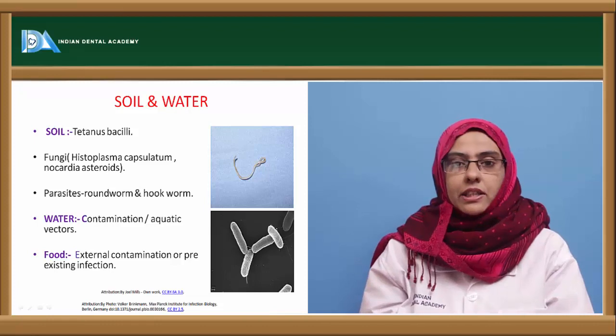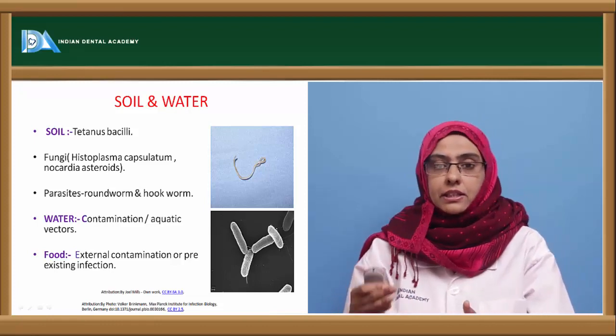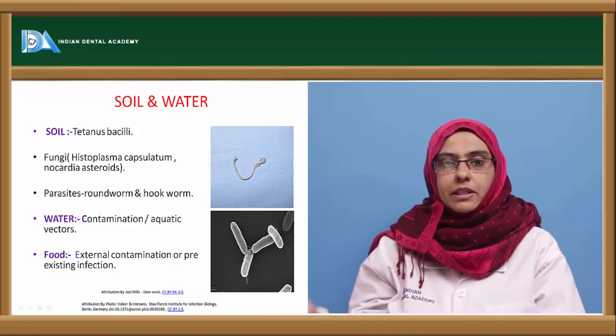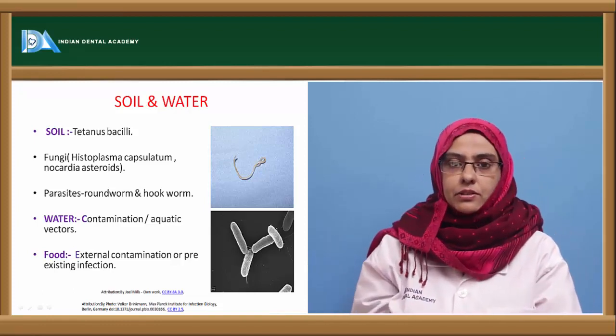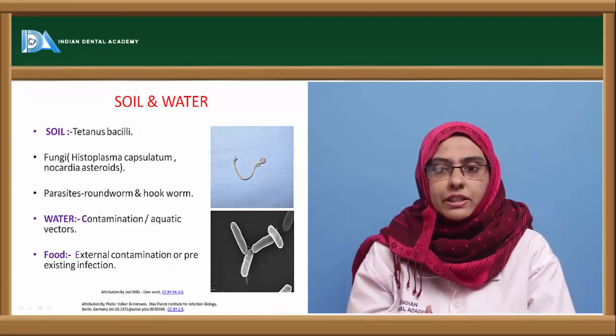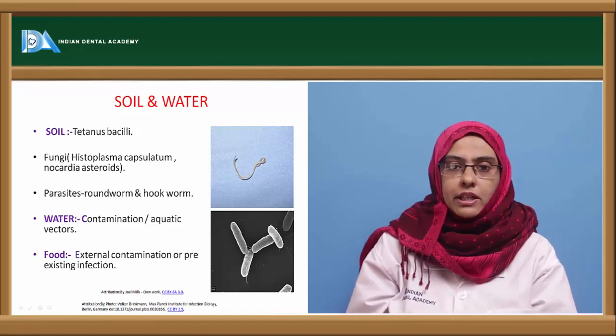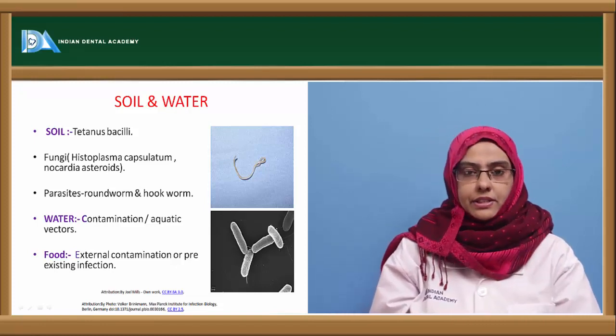Now, aquatic vectors are the insects that carry the microorganism, and that can be transmitted to humans. So they are the carriers, you can say. Aquatic vectors are the carriers of infection, whereas the contaminating vectors are the ones that contaminate the water, and when consumed can cause the infection.